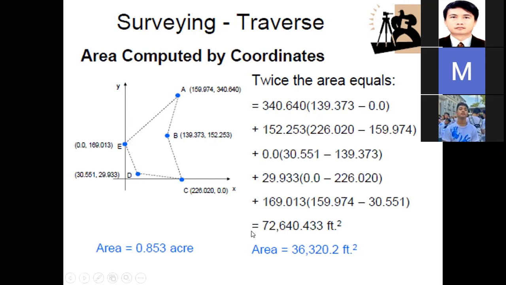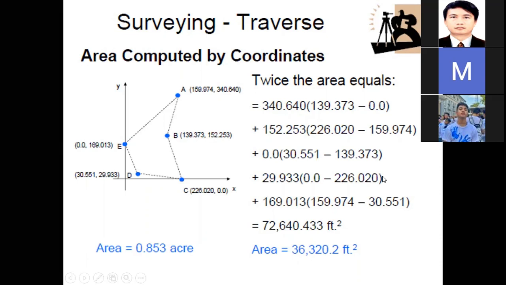Using your calculator, this will give us a value of 72,640.433 feet square. This value represents twice the area. So to determine the area, we divide both sides of the equation by 2. This will give us 36,320.2 feet square. So that's all.